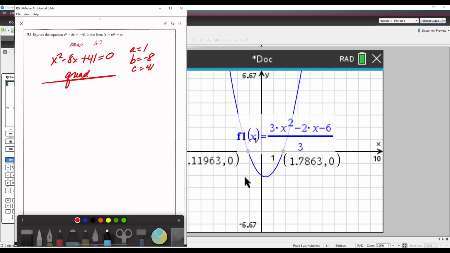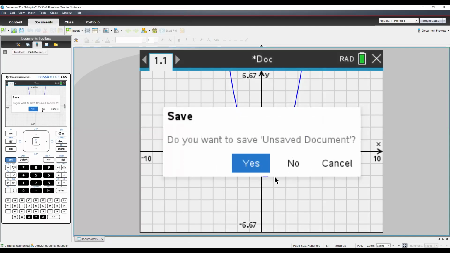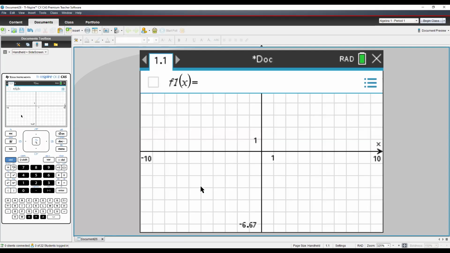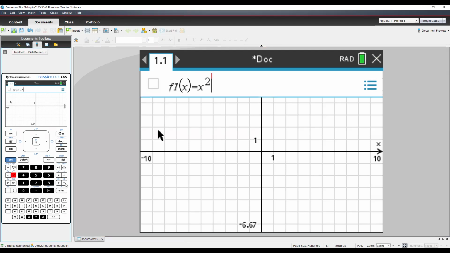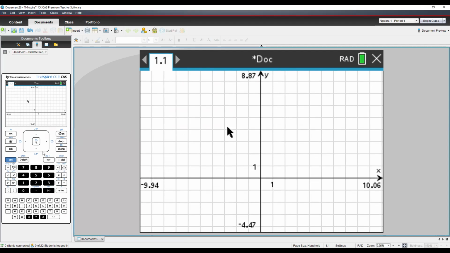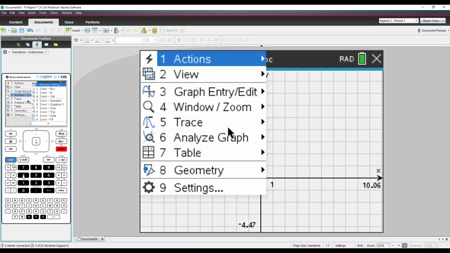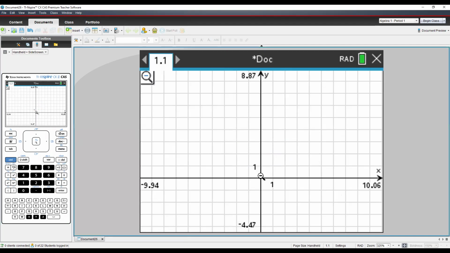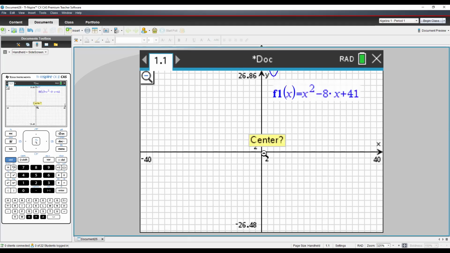Now I'm just going to graph it. I don't want to save the old graph; I need a new graph. Then I put this quadratic in: x squared minus 8x plus 41. Press enter, and I don't see it anywhere, so let me zoom out. I'm going to do menu 44 and put this right here. I still don't see it. Oh, there it is, way up there.